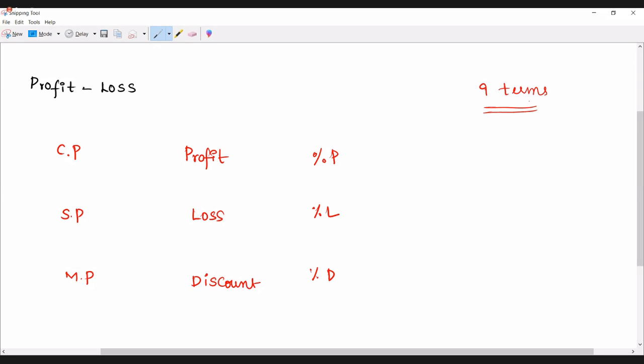So basically in the entire chapter of profit and loss, you are going to come across terms like cost price. We should understand what cost price is. Cost price is nothing but the initial price, what you are investing. So I can say cost price is nothing but the initial amount. And what is selling price? Selling price is nothing but the final amount.